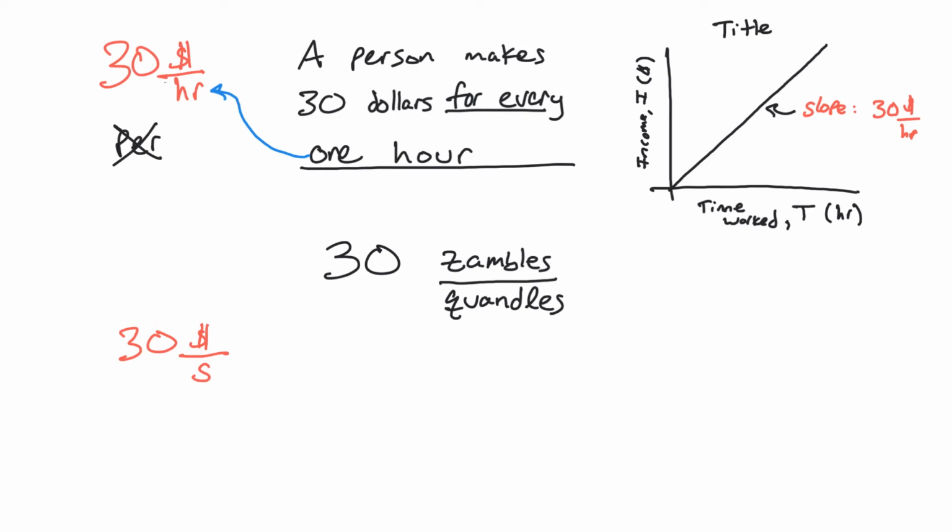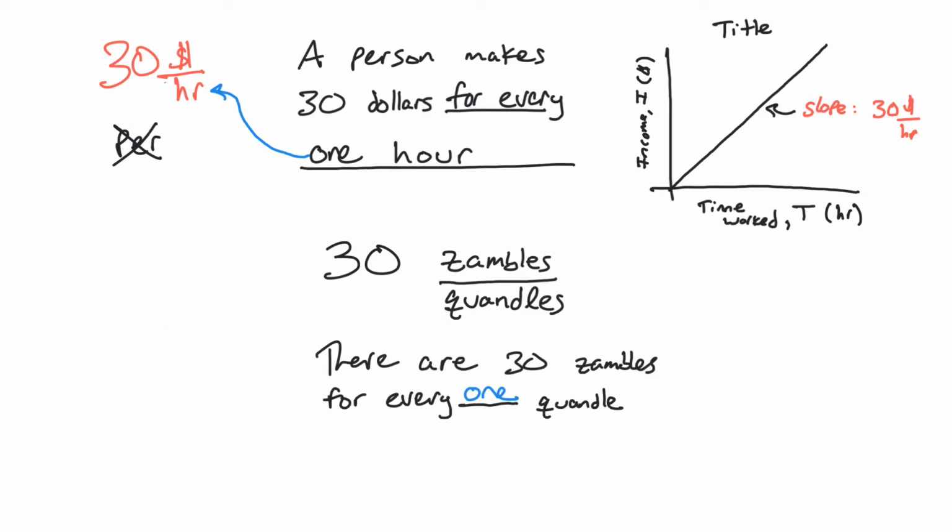Write it out as a sentence, just like we did above. Pause, think, and do some physics. All right, here it is. There are 30 Zambles for every 1 Quandle. I have no idea what a Zamble is. I have no idea what a Quandle is.